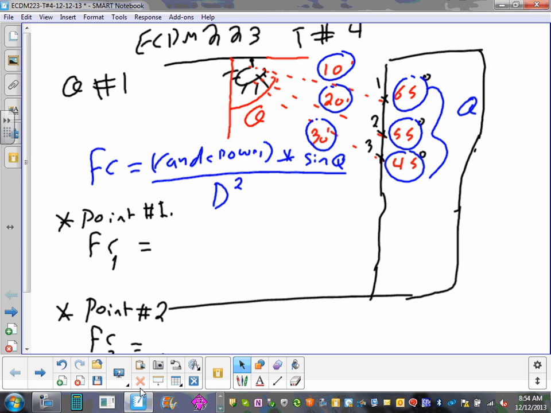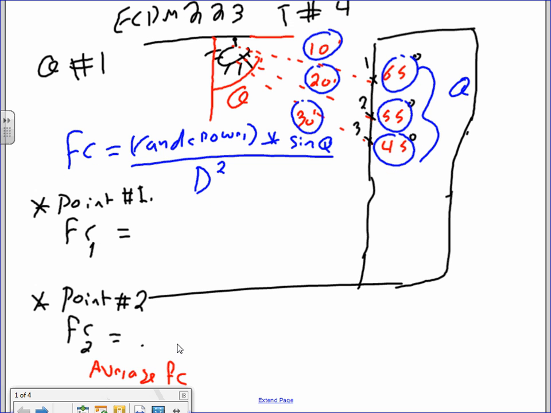All right, so let's go directly into this one. Here are the 3 points that you guys will get: point 1, point 2, point 3. These numbers, Adam, are the distance in feet: 10, 20, 30. These numbers here are the angles that they make with the vertical. And we need to find the foot candle. The formula: you take the candela power, multiply it by sine of the angle, divided by the distance squared. That's how you find this.